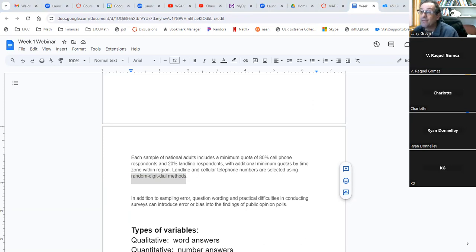Okay, and others might be income. That would be something you'd stratify by. So there's lots of things you can stratify by, and it's important that you understand what it means to do stratified sampling. Any questions on that idea?